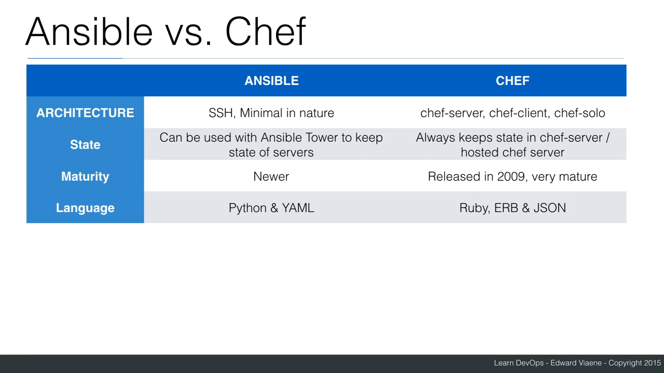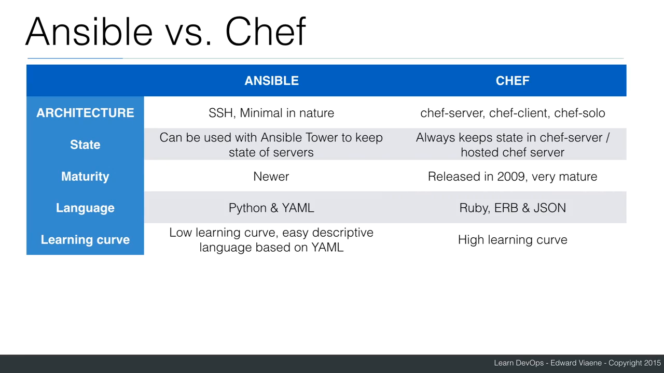Ansible uses Python as a programming language and YAML files as configuration files. Chef uses Ruby as a programming language and embedded Ruby and JSON as configuration files. Because of the simplicity, Ansible has a low learning curve. It also uses a relatively easy language to describe the configuration, called YAML. Chef is much more complex and it has a higher learning curve.